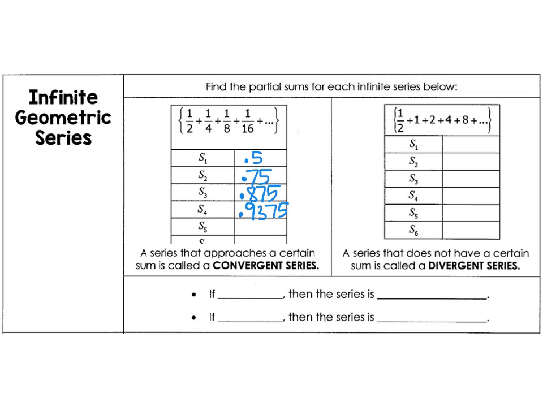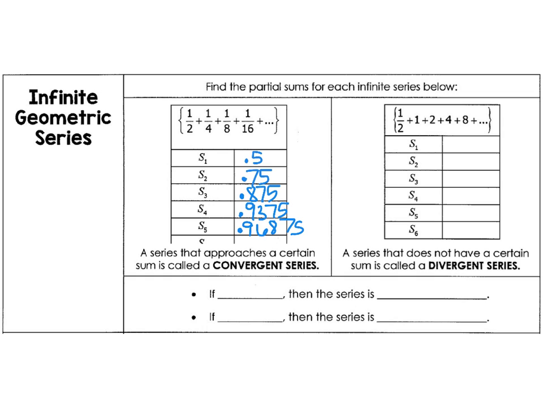Then the sum of the first five terms, because the next term would be 1/32, a very small fraction. If we add all those together, we get 0.96875. And if you see a pattern here, it's getting infinitely closer to 1, but it's never going to reach 1.